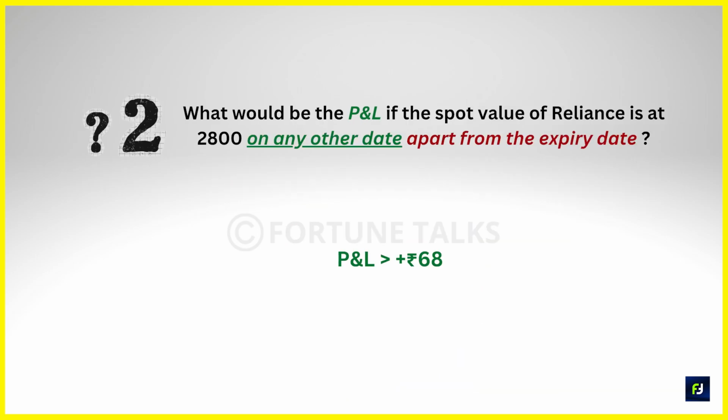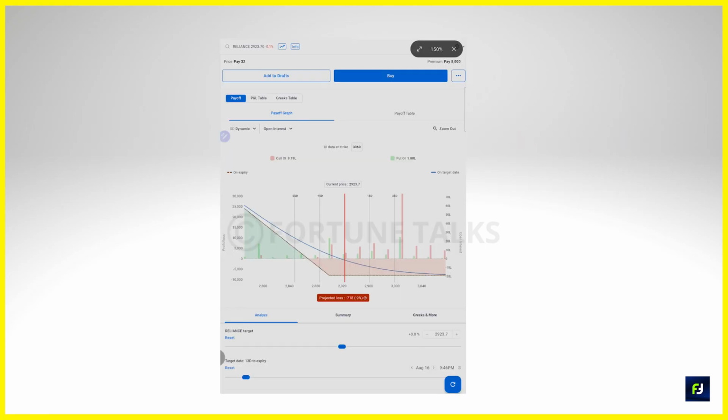But the answer to the second question cannot be obtained using this formula. If the spot price is at 2,800 rupees on any other day apart from the expiry date, the P&L figure is not going to be 68. Instead, it will be somewhat higher. We will discuss the reason why this will be higher in our upcoming episodes. But for the time being, if you are curious, you can check this using the strategy builder available in Sensible.